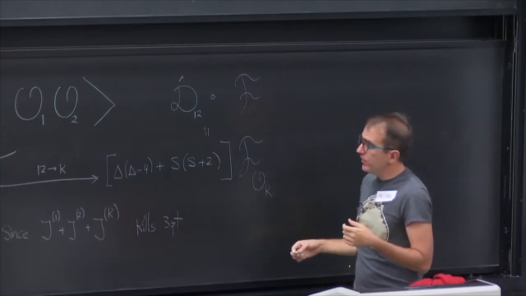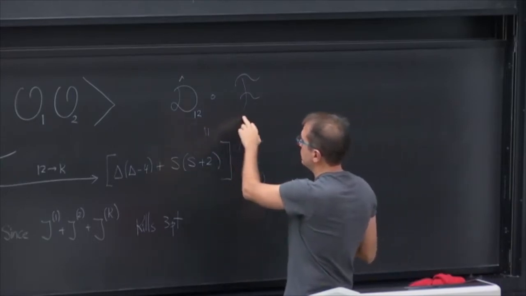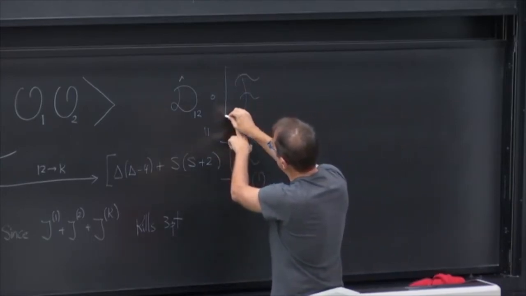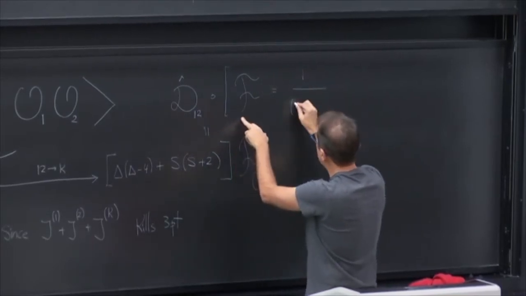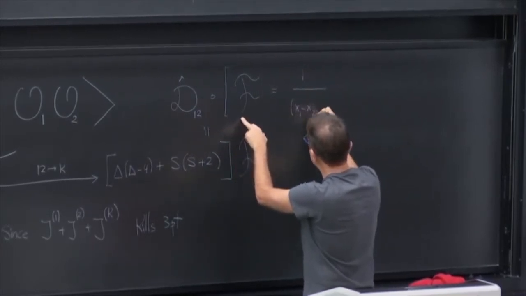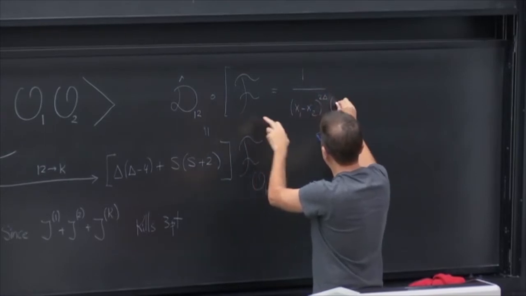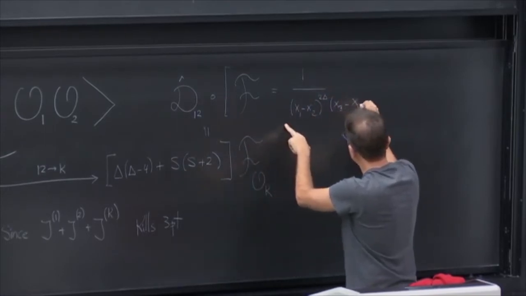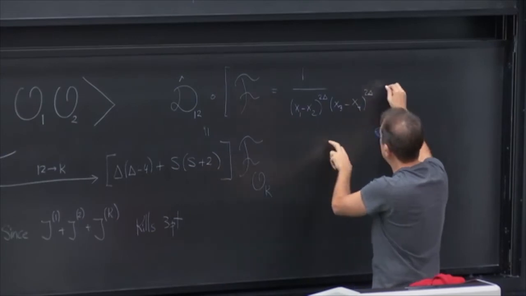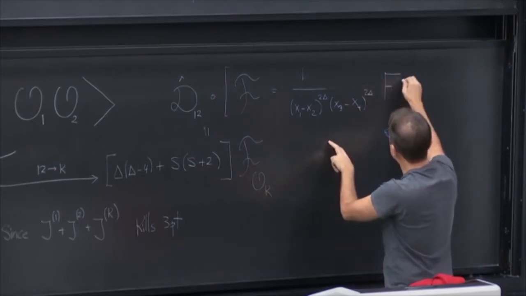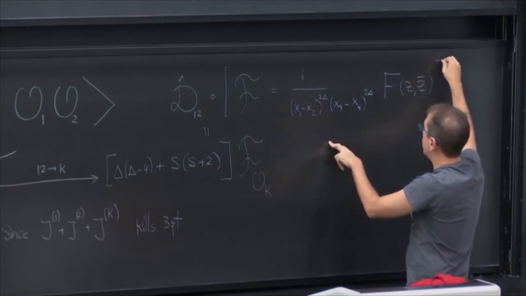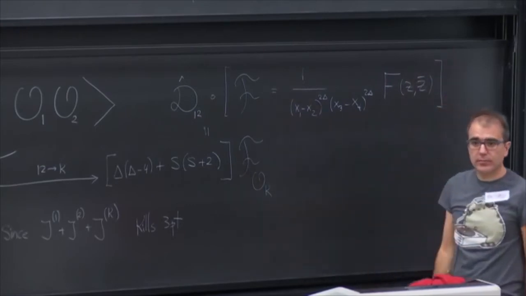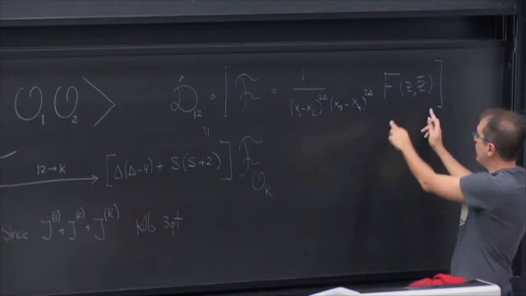Now, this is not yet perfect, because this differential operator acts on points 1 and 2. But we remember that for this f, we can make an ansatz. We know that f has this (x1 minus x2) to the power 2 delta, (x3 minus x4) to the power 2 delta, and then whatever is here must be just some function of cross ratios, z and z bar. And the goal is to find this function.